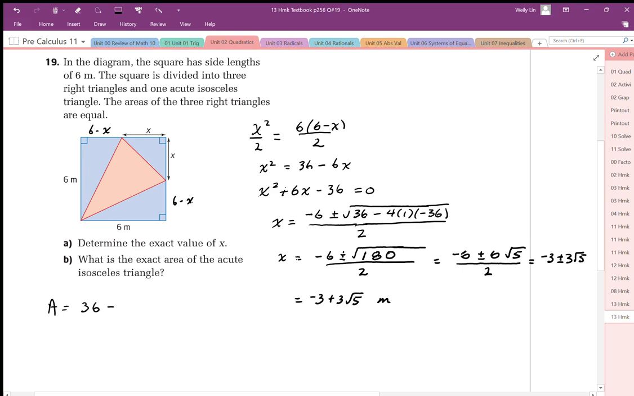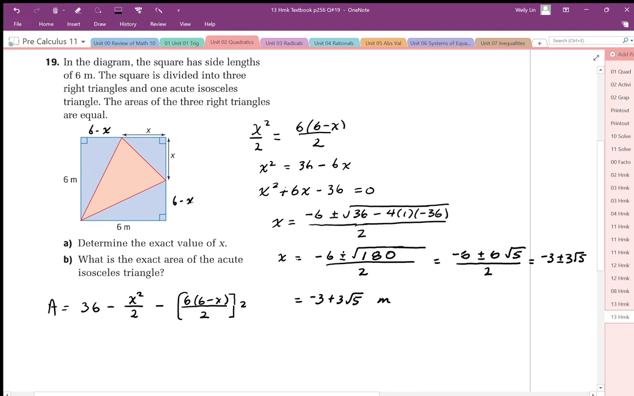36, and I'm going to take away the small isosceles triangle, so it's going to be x squared over 2, and then I'm going to take away these right angle triangles here, which are going to have a length of 6, a width of 6 minus x. Okay, we're going to divide that by 2. Now we have 2 of those triangles, so I'm going to multiply that by 2.